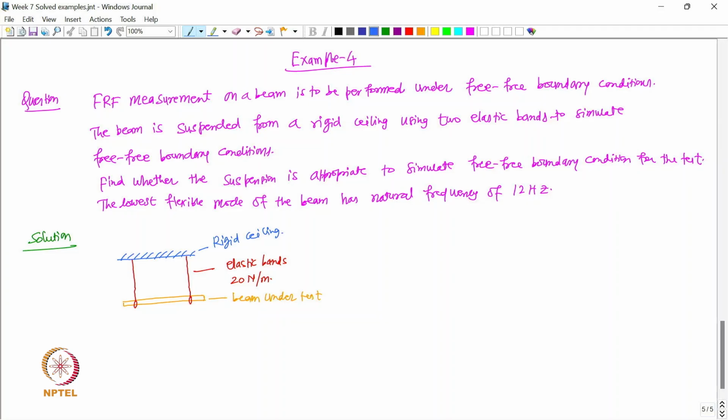Okay. And also the dimensions of the beam are given. The properties of the beam are: the length of the beam is 0.4 meter, the width is 0.05 meter and thickness is 0.005 meters, and the density of the beam material is 7800 kg per meter cube. So, this is all given.